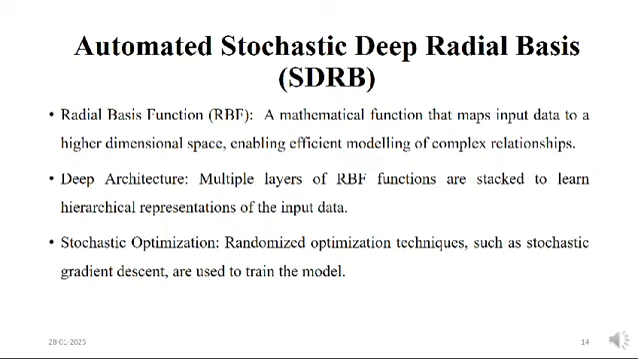So in this study, the automated stochastic deep radial basis algorithm has been used to identify the prediction level at a highly accurate level. So the radial basis function, RBF, is a mathematical function which maps input data to a higher dimensional space, enabling efficient modeling of the complex relationship. So the deep architecture, the multiple layers of the RBF functions are stacked to learn the hierarchical representation of the input data. So the stochastic optimization, the randomization technique such as stochastic gradient descent, are used to train the model for the future work.